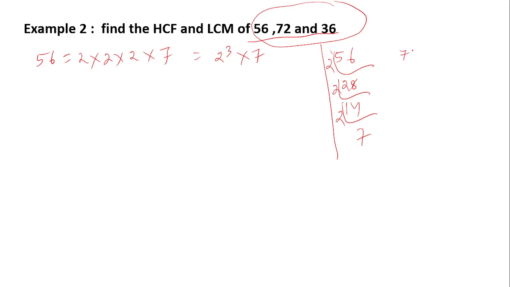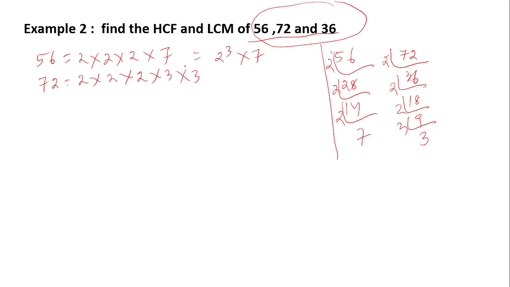Similarly, find out the prime factors of 72: 2, 36, 2, 18, 2, 9, 3, 3. So 72 can be written as 2 into 2 into 2 into 3 into 3. That is 2 to the power 3 into 3 to the power 2.